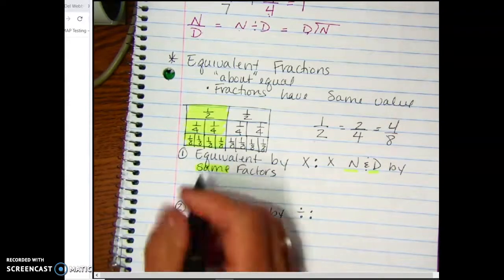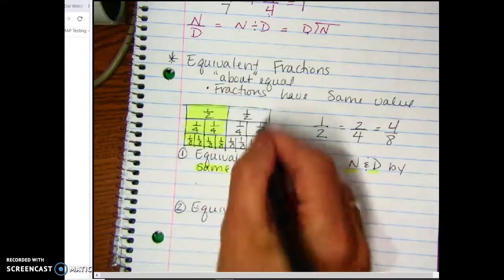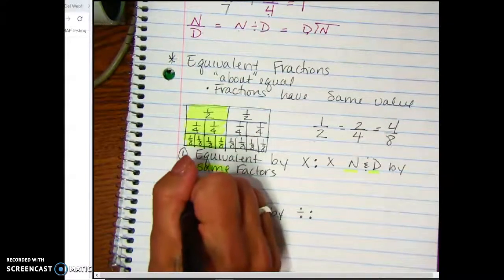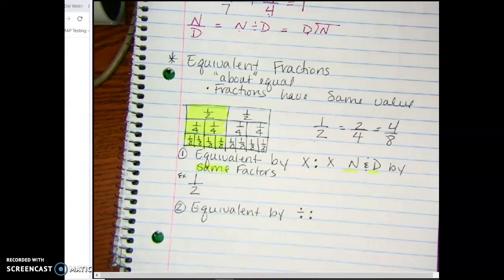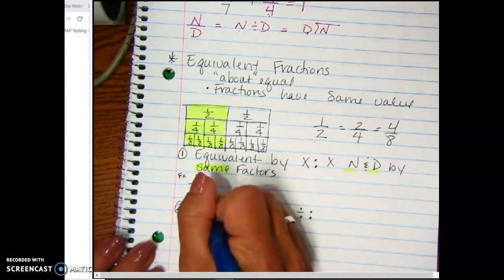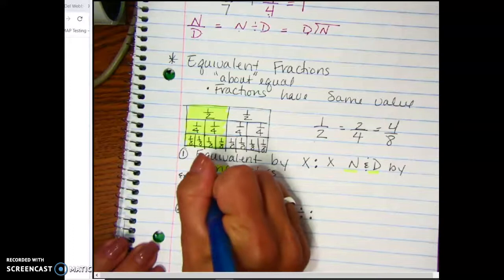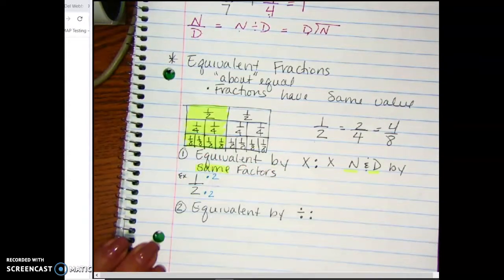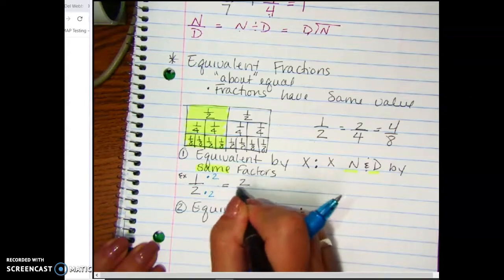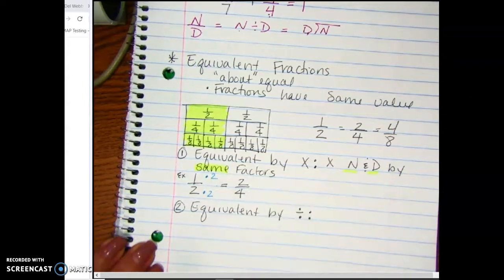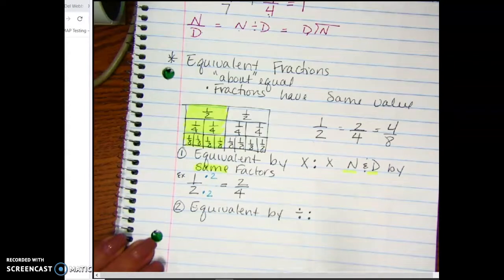So for example, let's take what we did up here. I'm sorry, right here. If I have 1/2, and I'm going to multiply it by the same factor of 2. Whatever I do to my denominator, I do to my numerator. I end up with 2/4.